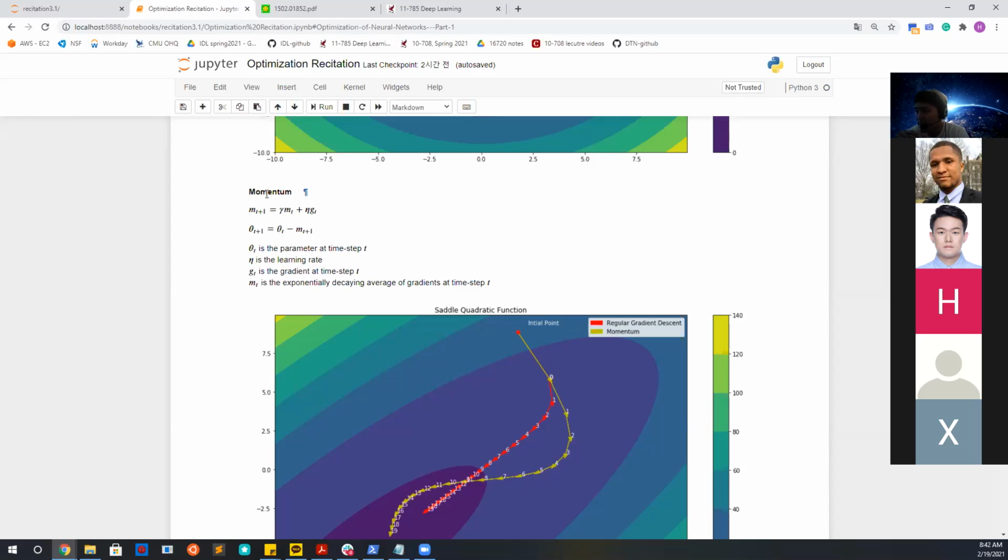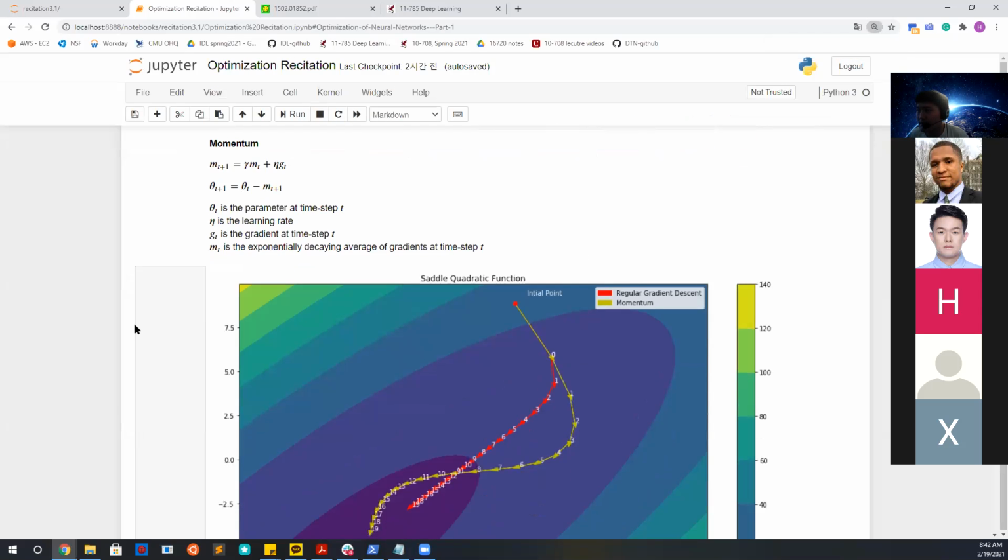Sorry to interrupt again. Do you think you can zoom in a little bit more? I can't really read the formula. Okay. Yep. Thank you.